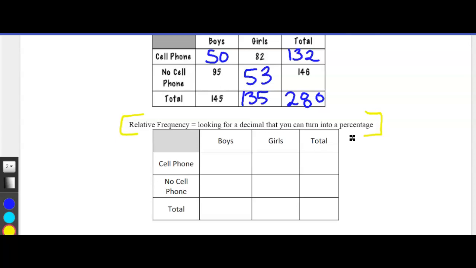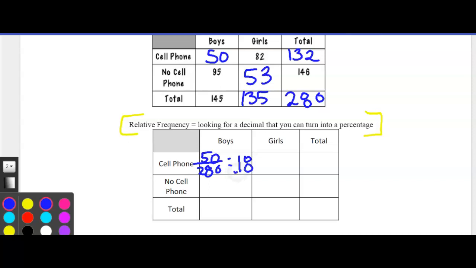So if you were to start with the boys, I know that there are 50 boys. And there were 280 people total. So that's our part and that's our whole. And if I divide that, like I said we would, it's always division. 50 divided by 280 would give you 0.17, and there's an 8 after that. So it's actually 0.178. So I'm going to round that to 0.18, which we know would be 18%.